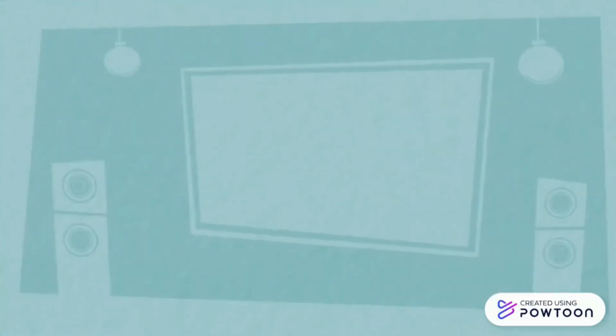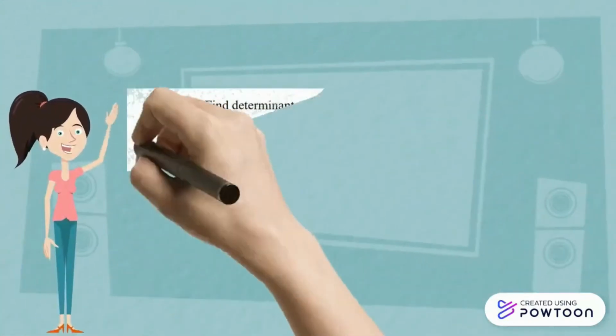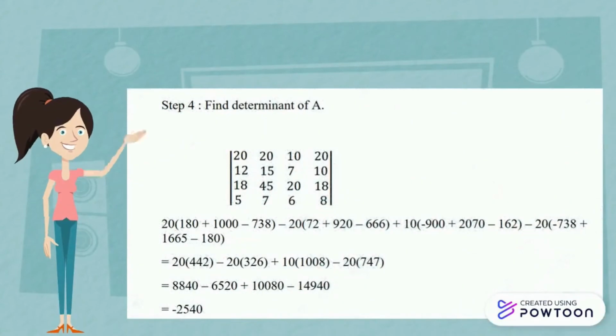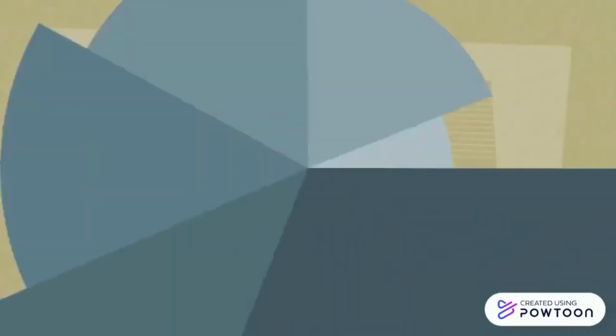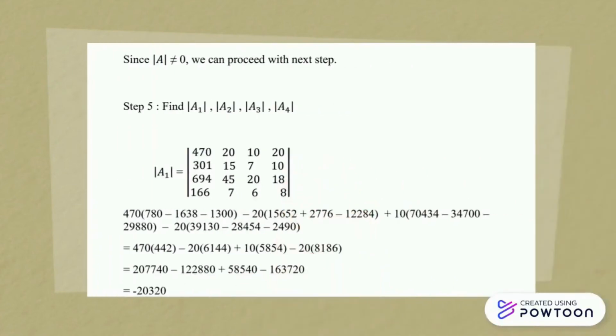Next, the fourth step is we need to find the determinant of A using the first row of the 4 by 4 determinant as the coefficients for this row, which are 20, 20, 10, and 20. And we get the final answer, which is negative 2540. Since the value of the determinant is not equal to 0, we can proceed to the next step.